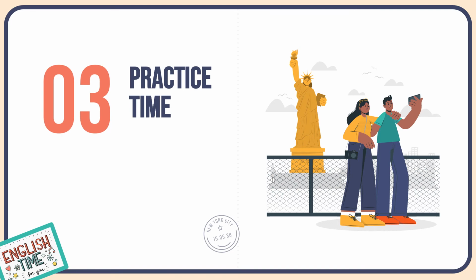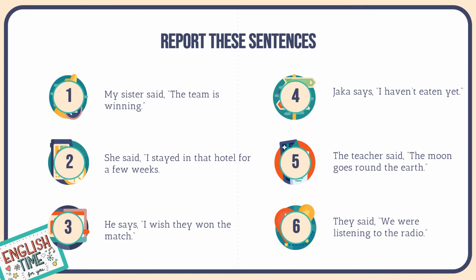Now let's put your knowledge to practice. Now let's report these sentences. I need you to get a piece of paper or your notebook, and after that I want you to report these sentences. Be careful with the saying verb. Check the saying verb first. Is it says? Is it say? Or is it said? Right? That is the key to your success in changing direct speech into indirect speech.